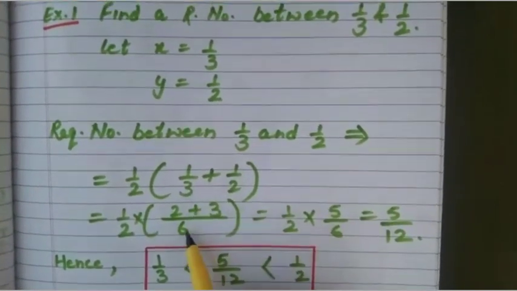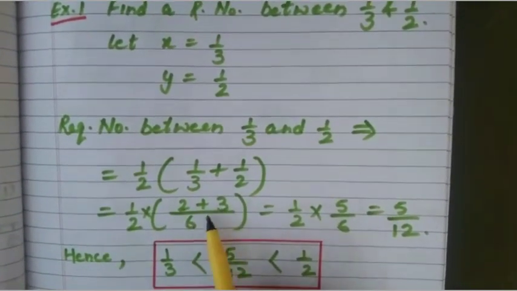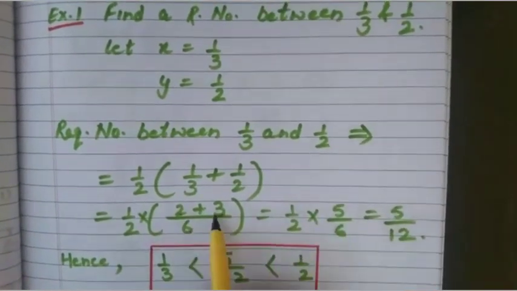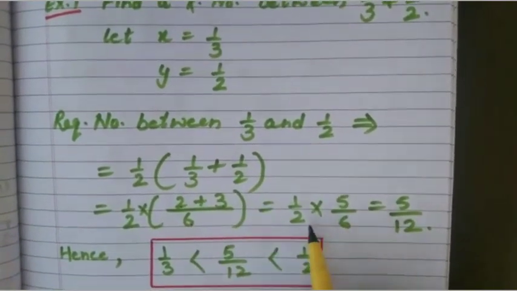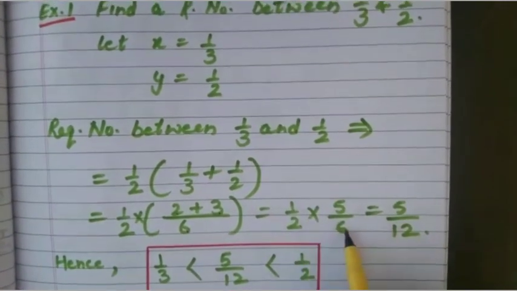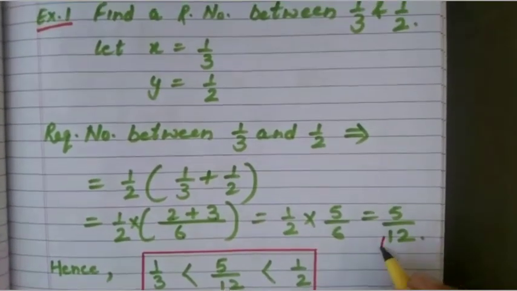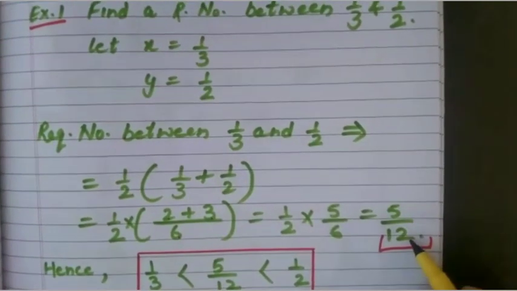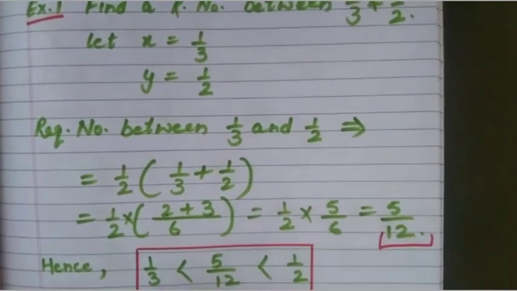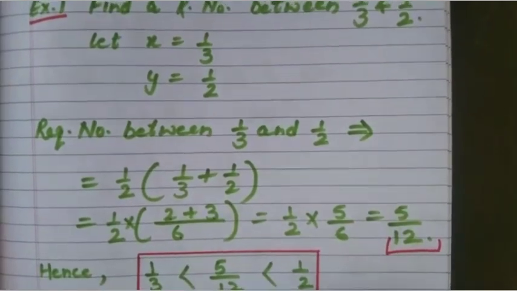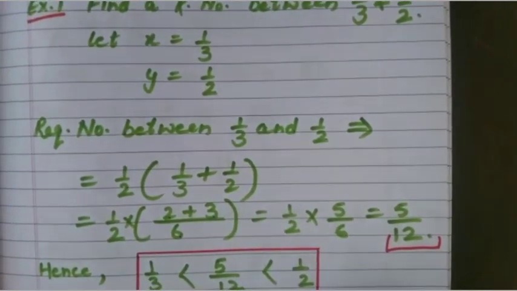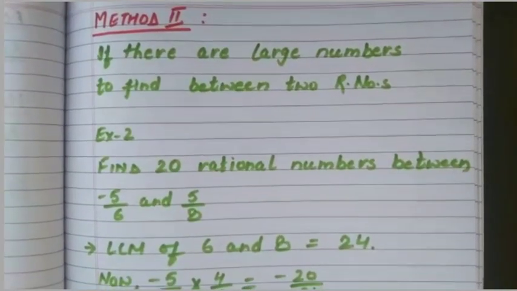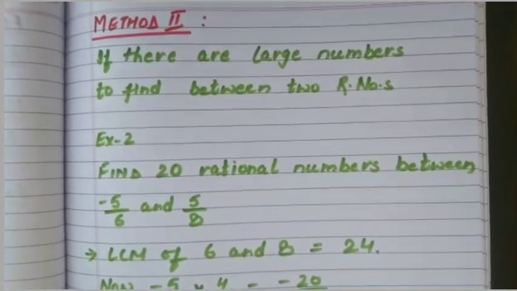You take the LCM 6, then 2 plus 3, and when you solve it you will get 1/2 multiplied by 5/6. Now simplify this, 2 times 6 is 12. So you got this number as your answer. So 5/12 is a rational number which will lie between 1/3 and 1/2, and you represent your final answer like this neatly. Okay children, that was very much clear.